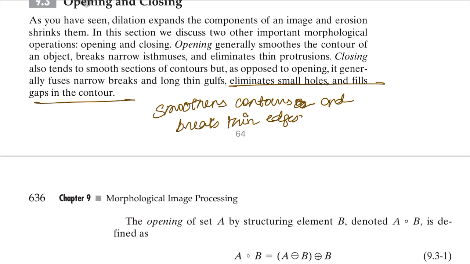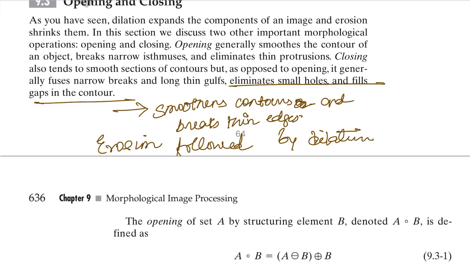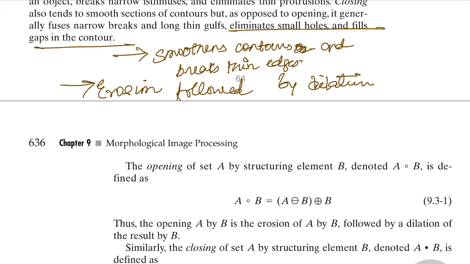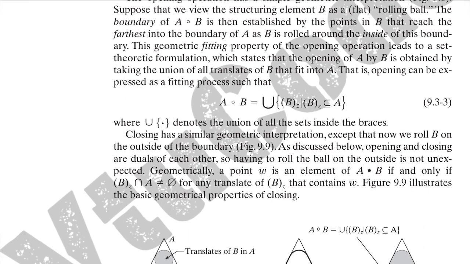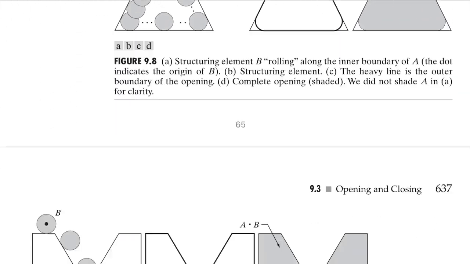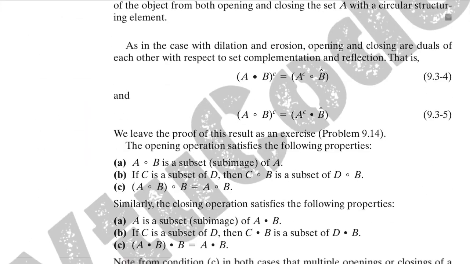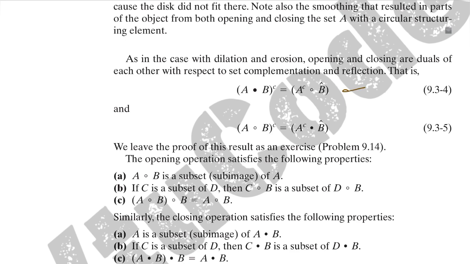And what is the process? First is erosion followed by dilation. This is the equation for this: this is erosion followed by dilation, and this is dilation followed by erosion, which is closing. These are the necessary equations which you have to remember.